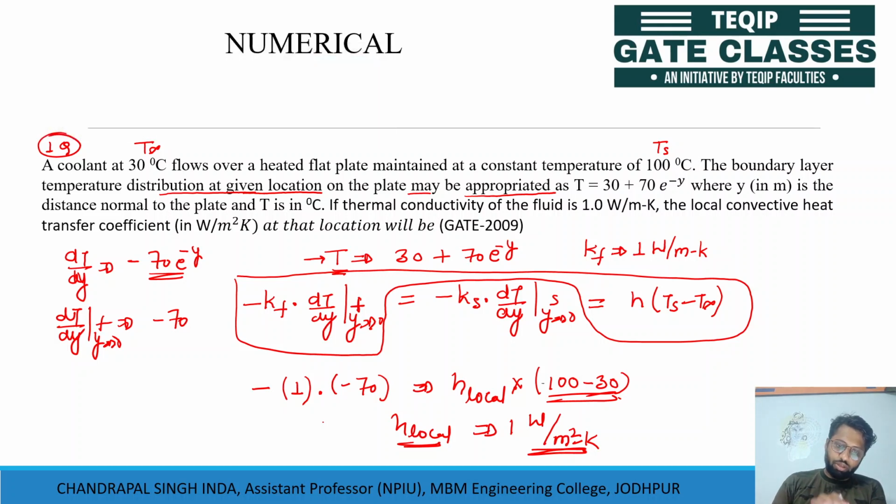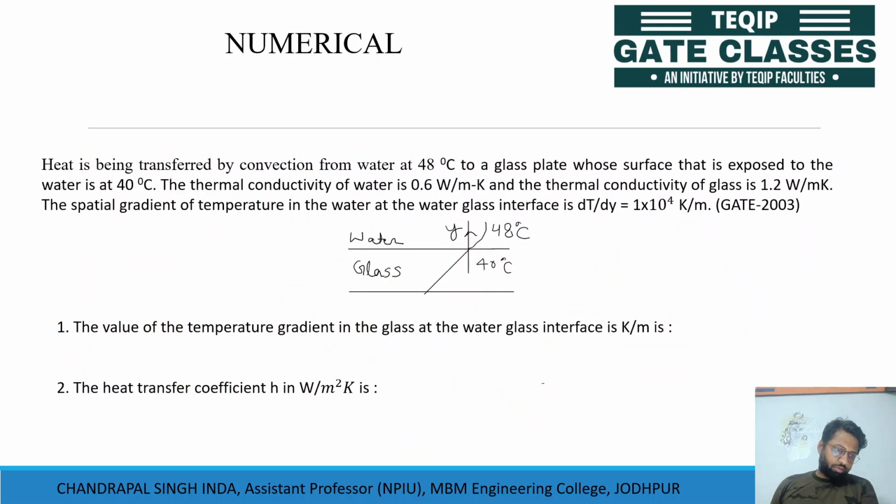So it is easy to find the value of the local convective heat transfer coefficient if we know the temperature distribution in the normal direction. Let's have another question. This is question number 2.